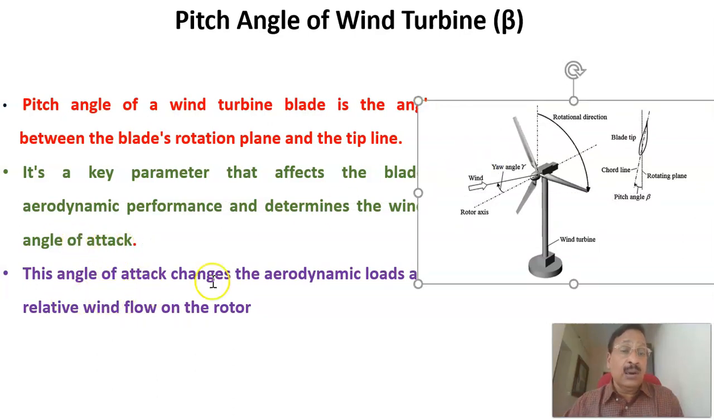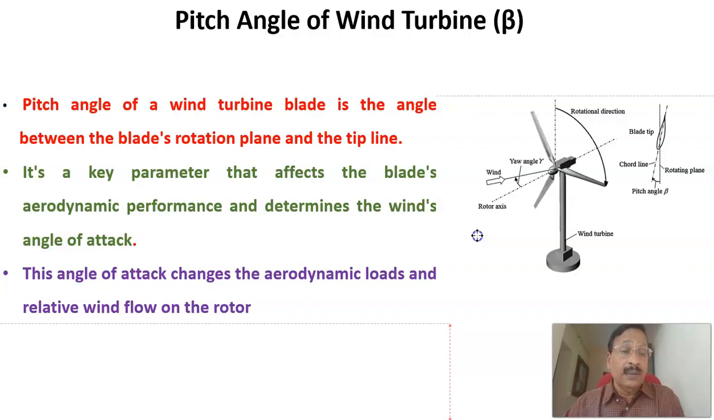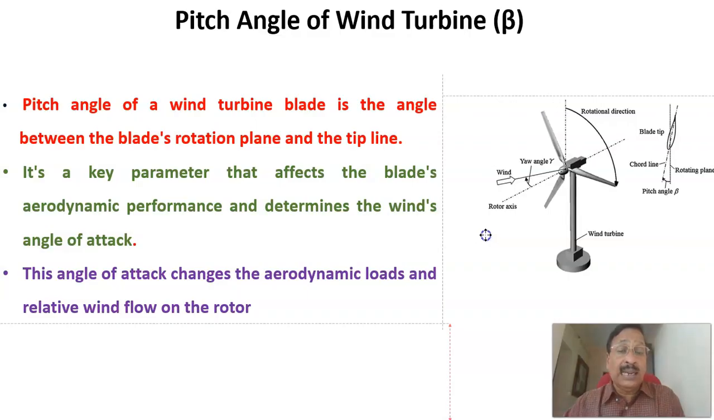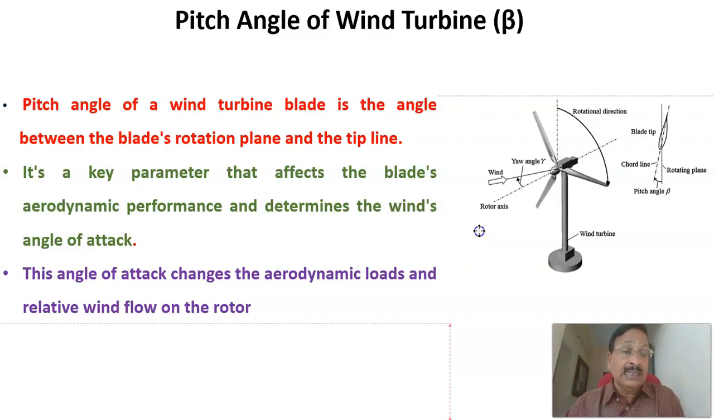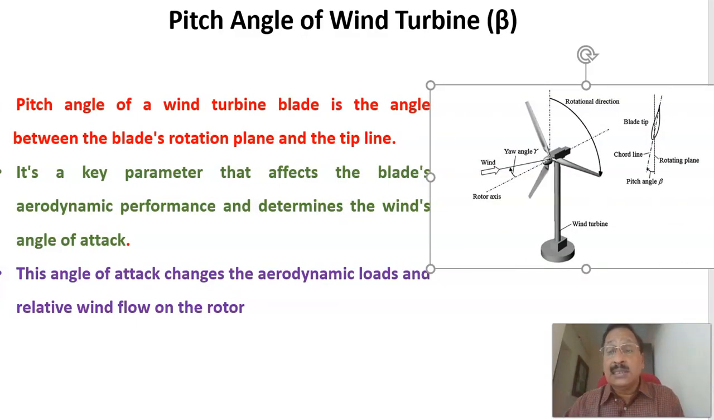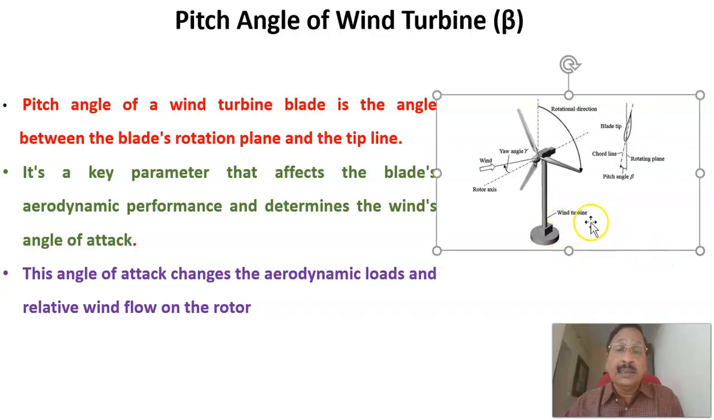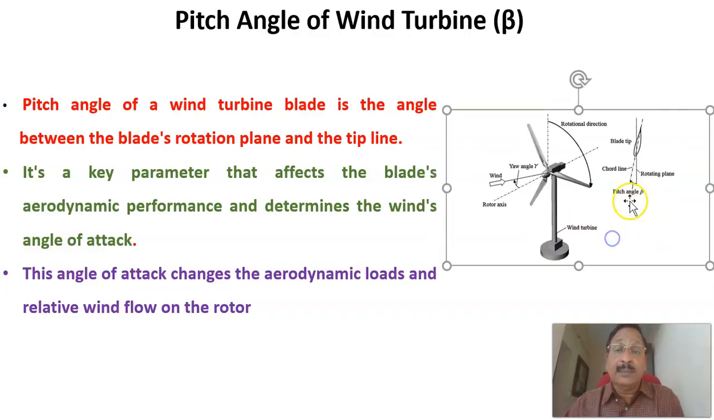This angle of attack changes the aerodynamic loads and the wind flow on the rotor. This parameter is very important. That is called the pitch angle, represented by beta. This angle.